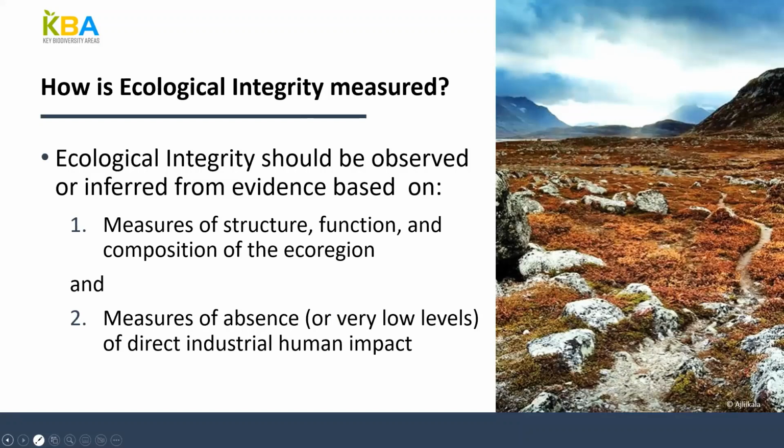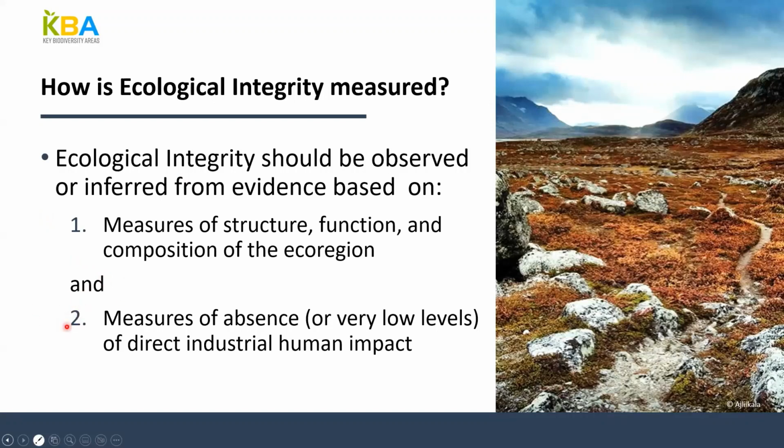So keeping in mind the three components of ecological integrity and indicators, let's review how ecological integrity of a site could be measured. On this slide, you can see that we need two types of information or evidence. The first is the measures of composition, structure, and function of the ecoregion. So this is in terms of what we just talked about: the species composition and abundance, forest cover, biomass, and so on and so forth.